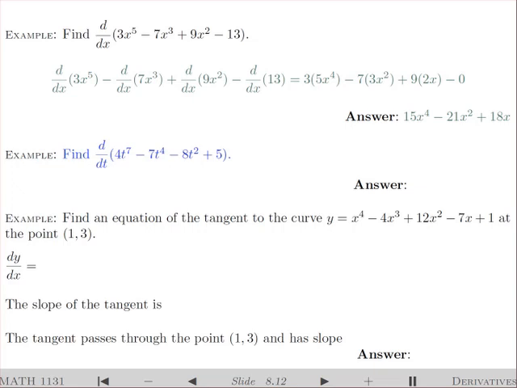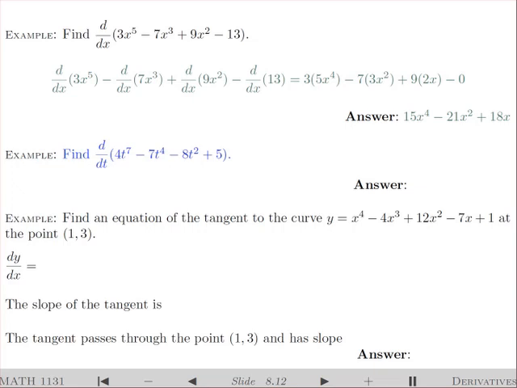This time we are going to have a variable with a different name. The name of the variable doesn't matter as long as the variable with respect to which we are differentiating matches the variable used in the expression. So here we are differentiating with respect to t the function 4t^7 minus 7t^4 minus 8t^2 plus 5. I will just go through this term by term and apply the power rule in each term.